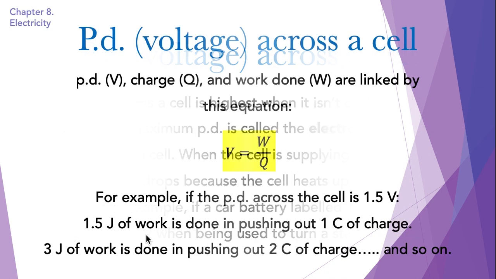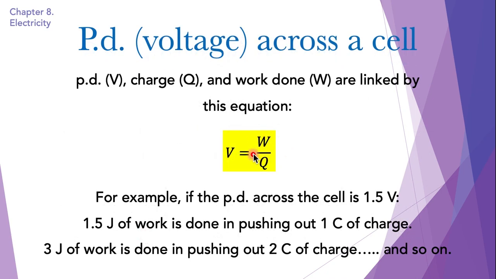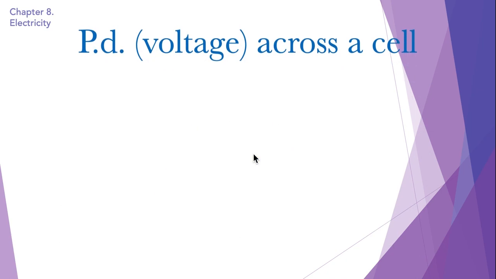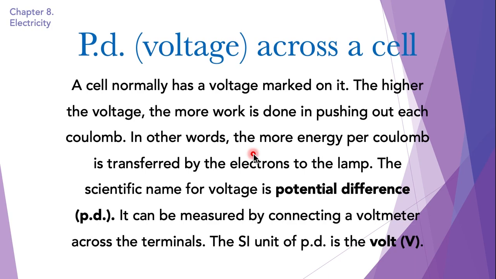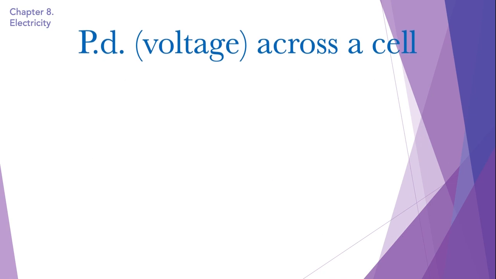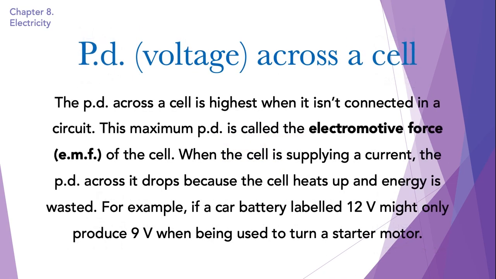So now this was potential difference, voltage, and how we can measure it using this equation, using charge and work done. Potential difference is basically another name for the work done in pushing out each coulomb of charge. So when we divide work done by charge, we will get the potential difference. Potential difference is also called the voltage of a cell. And the electromotive force of a cell is the maximum potential difference it has.